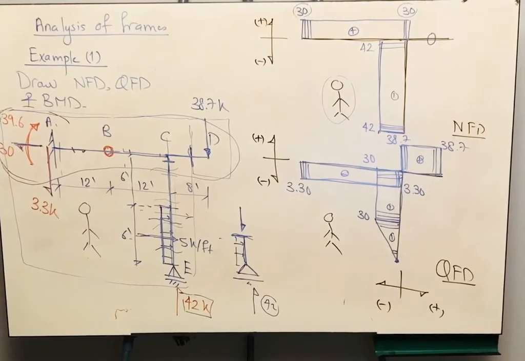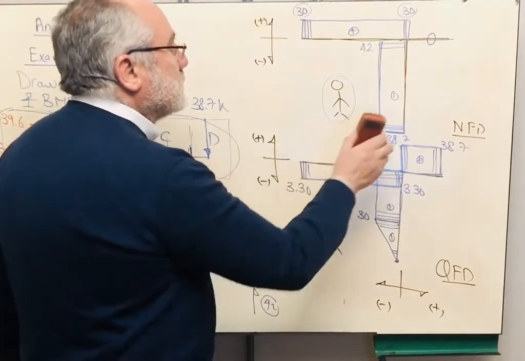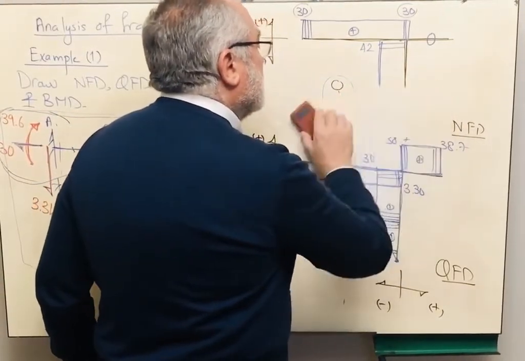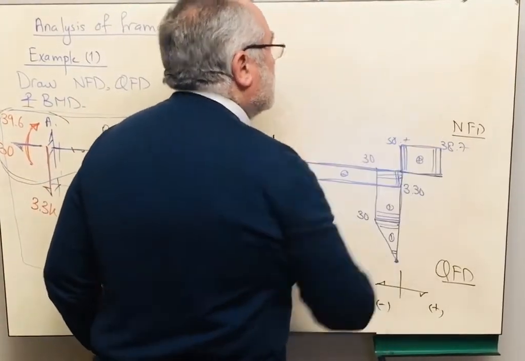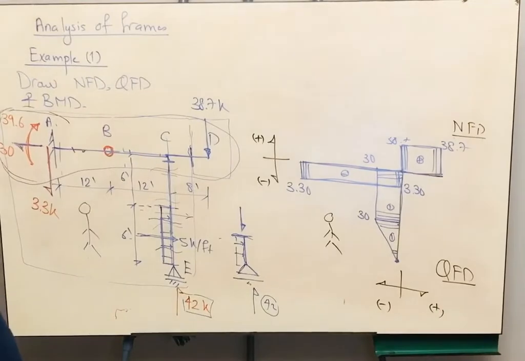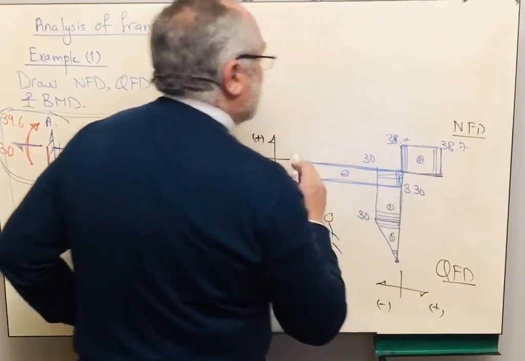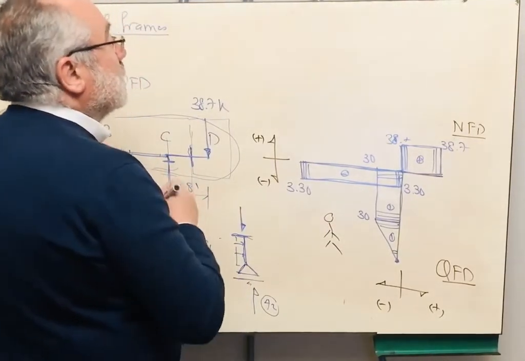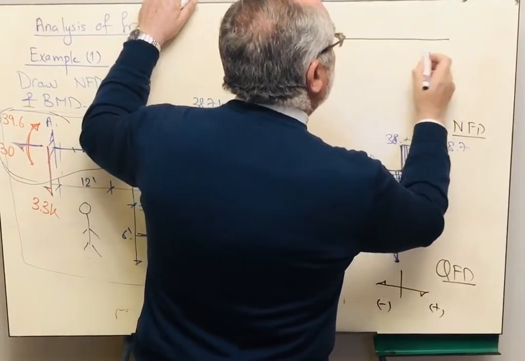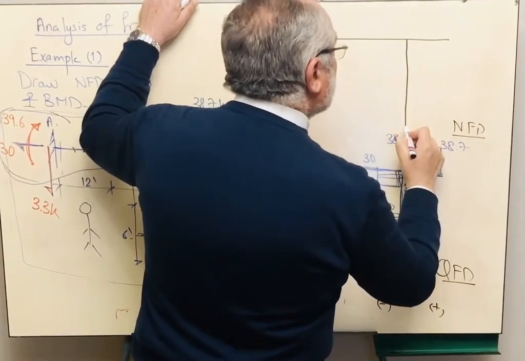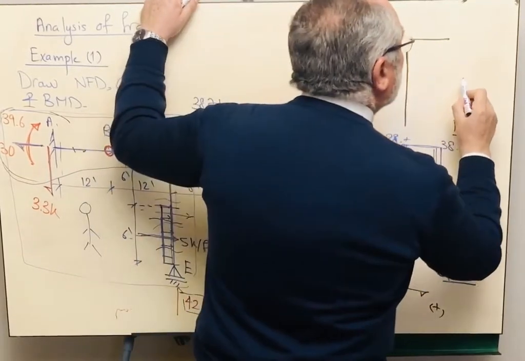Now let's draw the most important diagram, the bending moment. Let me erase this first. We need the shear, so I'm not going to remove the shear. This is 38.7. The bending moment is the integration of the shear. So they are both drawn together.